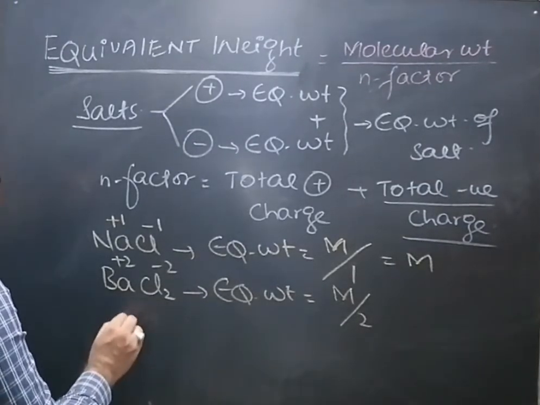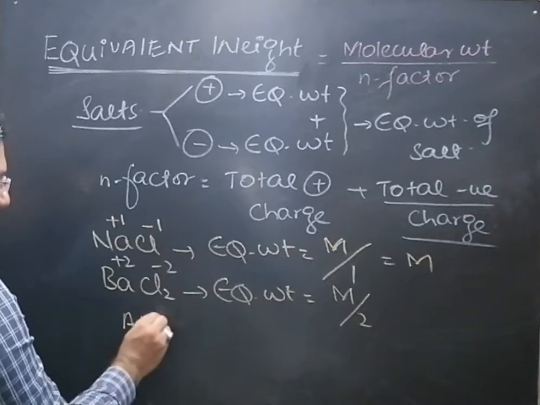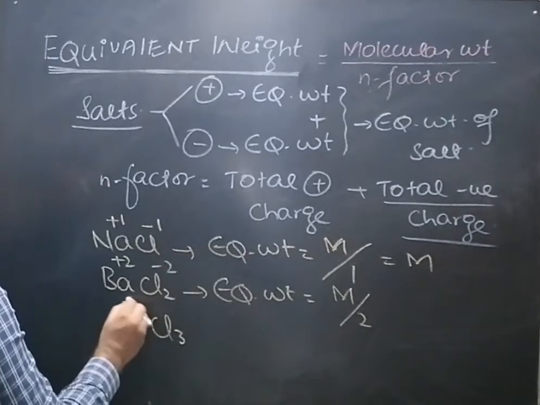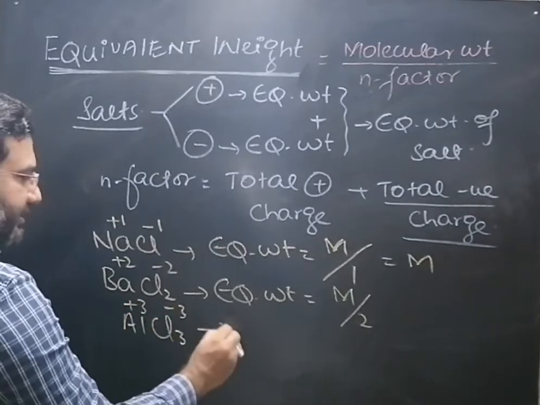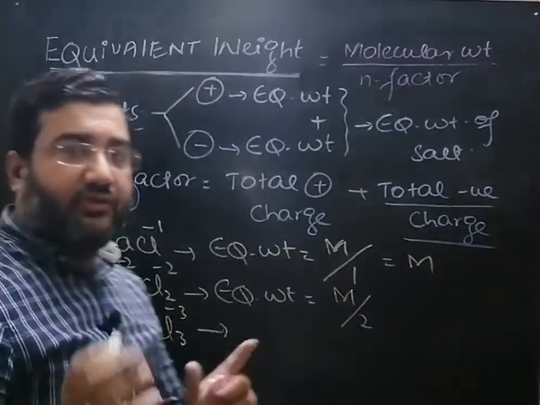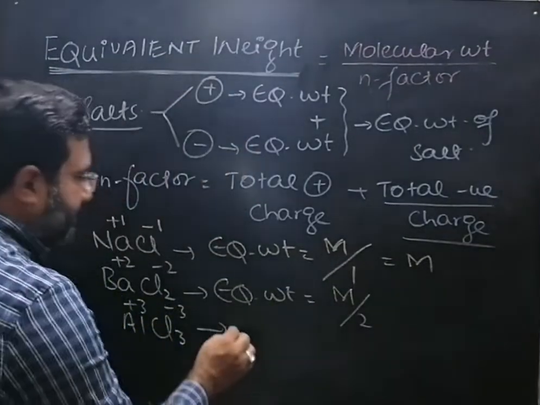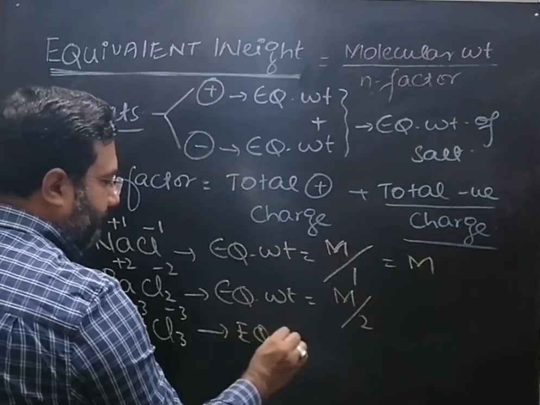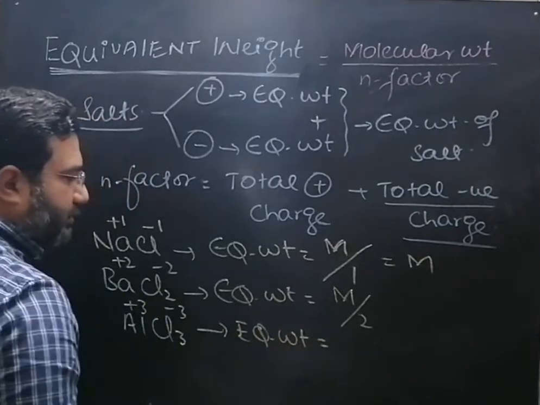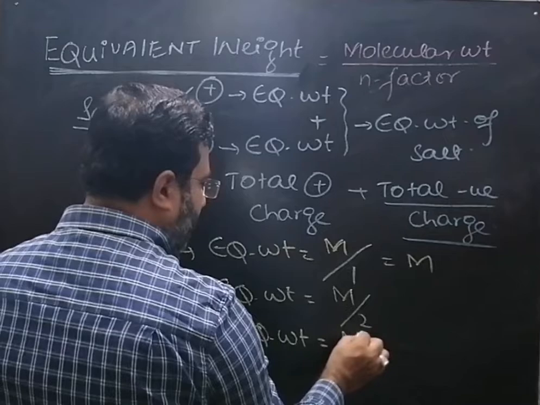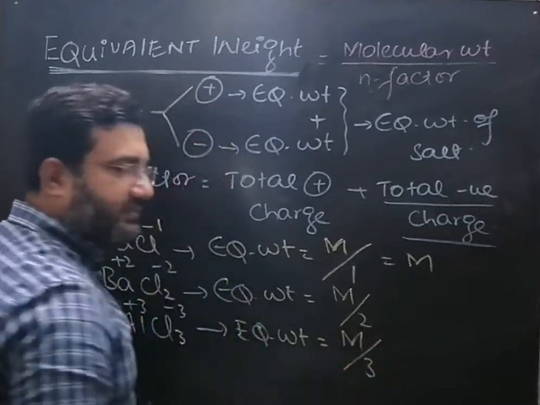Similarly, in case of aluminium chloride, +3 and -3, here the total charge is actually 3. So its equivalent weight will be equal to its molecular weight divided by 3.